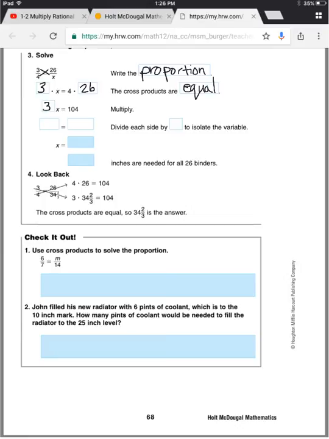Now we have a coefficient with the variable, so we need to divide each side by the coefficient of 3 to isolate the variable, get it by itself. These cancel. We bring our x straight down, and 104 divided by 3 is 34 2/3. So for 26 binders, we need 34 2/3 inches of space. So go through your check it out, and then get started with your lesson.